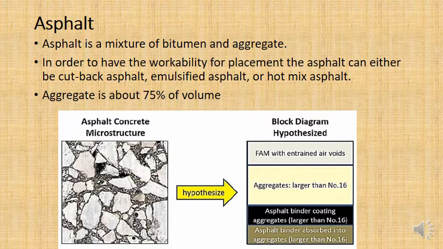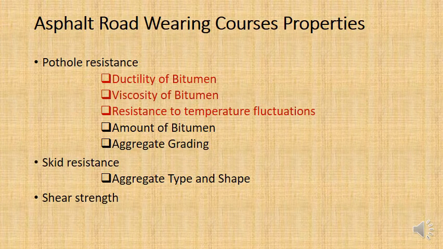So remember, when you've got an asphalt road wearing course, you've got a few different properties that you are trying to measure. Remember, you want to have pothole resistance in the wearing course, and that's influenced by the ductility, viscosity, and resistance to viscosity variation in temperature. Those are all properties we've already looked at when we looked at properties of bitumen.